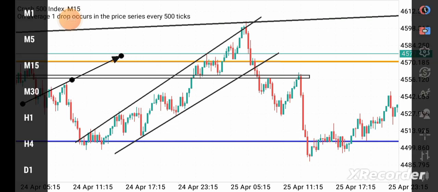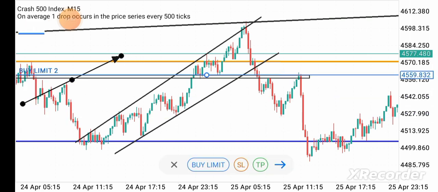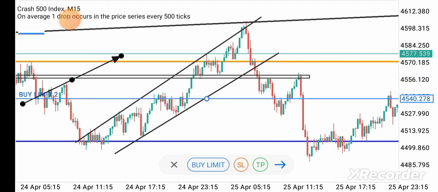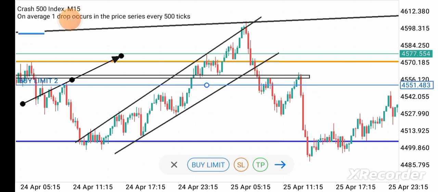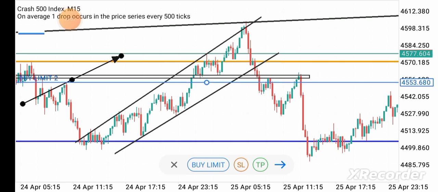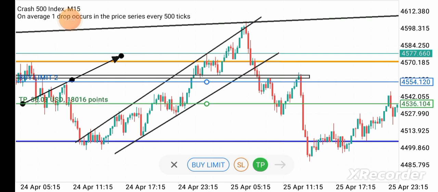Let me just bring out my... I sold at this point. Although I actually entered this trade somewhere around here, and it gave me a reasonable amount of profit. I closed around this point here. That's about $36 in profit.